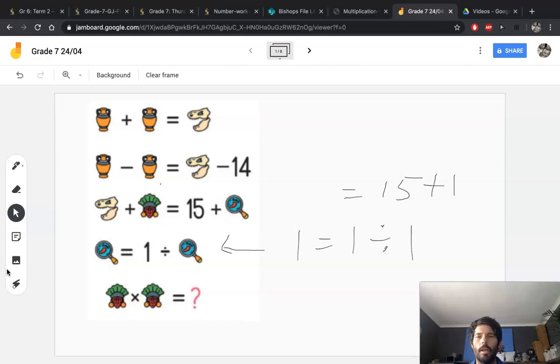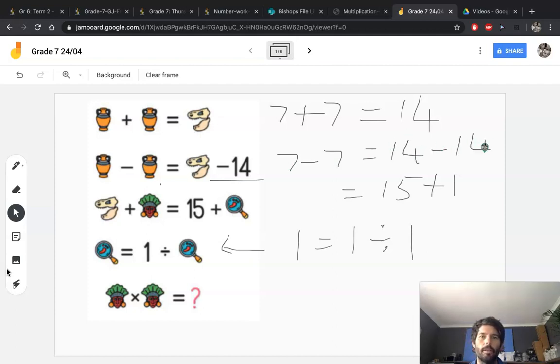Then I thought, right, let me just try the number 7. If I use number 7 at the top for the jugs, then the skull is going to equal 14. Why number 7? I just chose 7 because I saw the number 14 on the second line over here, and I knew that 7 plus 7 was equal to 14. So therefore I know that the jug is the same number, so that's the reason why I tried the number 7. Then I've got 7 minus 7 equals 14 minus 14, so that line is correct.